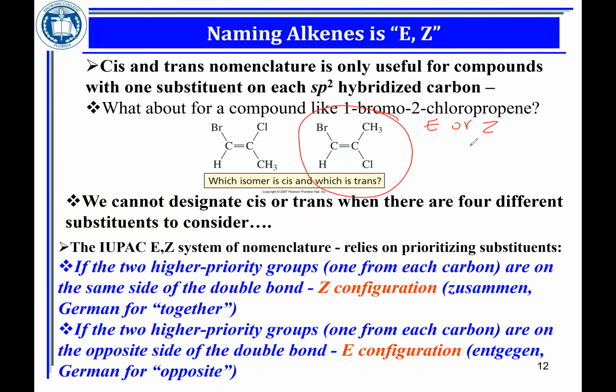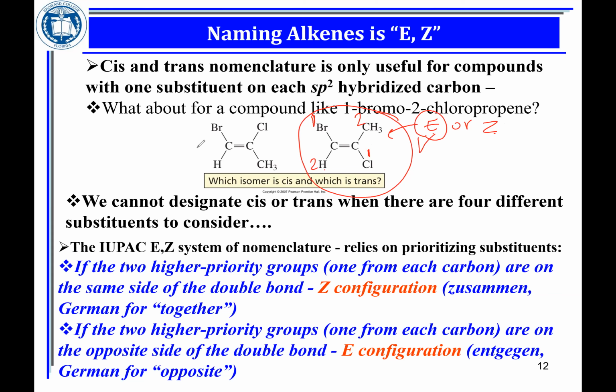That one is E. Okay, let's see. So you determine the priority. The priority for chlorine is 1, for methyl is 2, priority for bromine is 1, and for hydrogen is going to be 2. Same priorities are not on the same side, so it's not Z. And if it's not the same, it's going to be E for this one.